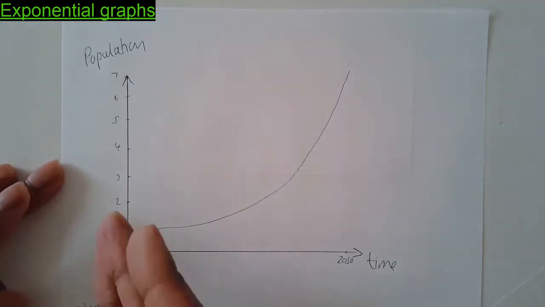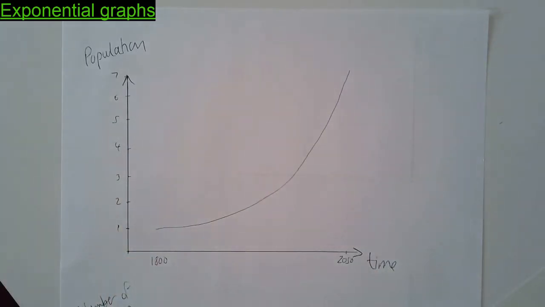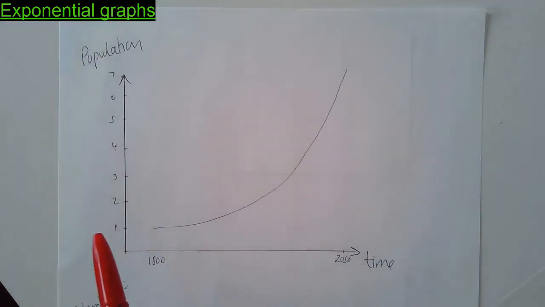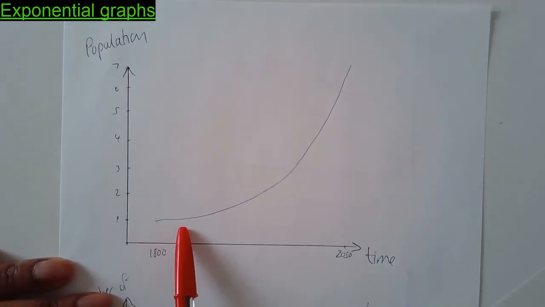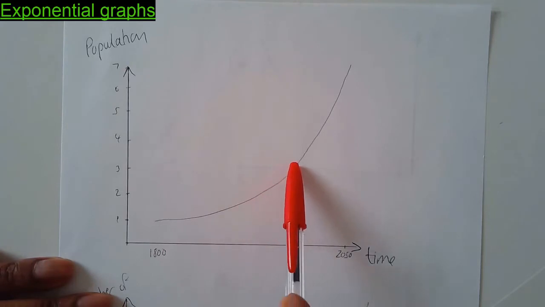This is an example of an exponential graph. Around about 1800, the population of the planet we're on is around about 1 billion. So these are in billions. And over time, what's happening? It's an exponential rise.